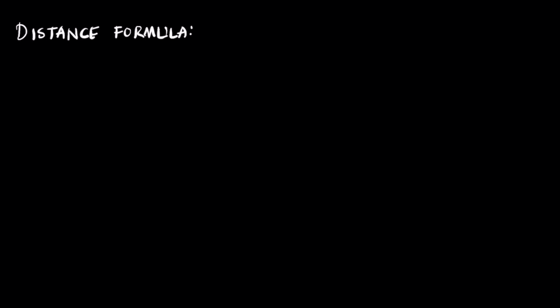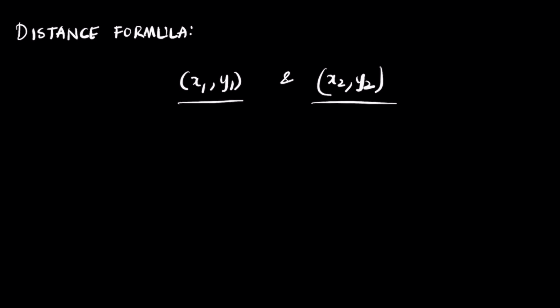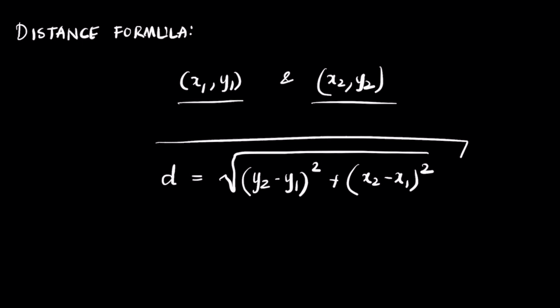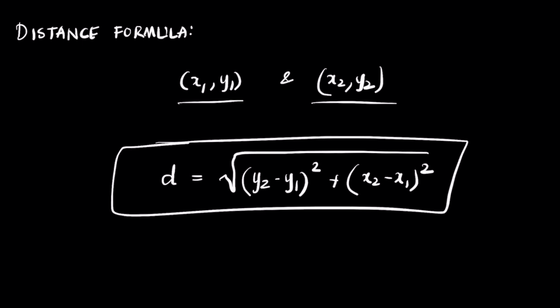So the distance formula is, let's say you have 2 points x1 comma y1 and x2 comma y2. So any 2 points, and you want to find the distance between these 2 points. Then the formula for distance d can be written as under root y2 minus y1 whole square plus x2 minus x1 whole square. So this is called the distance formula.